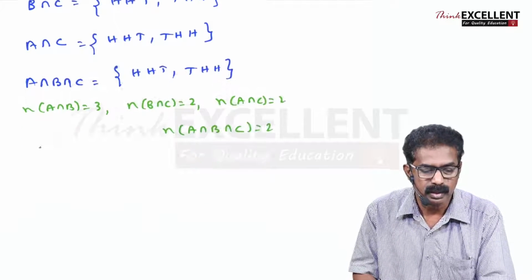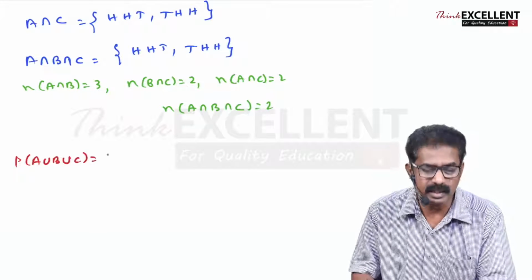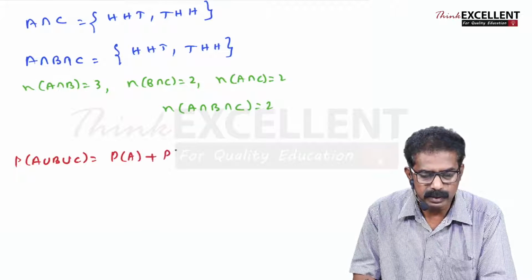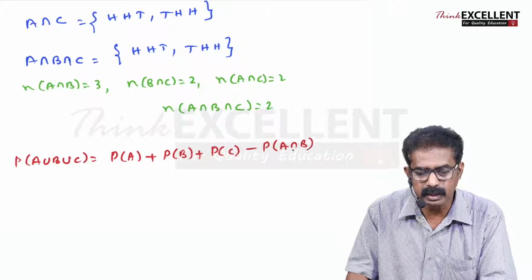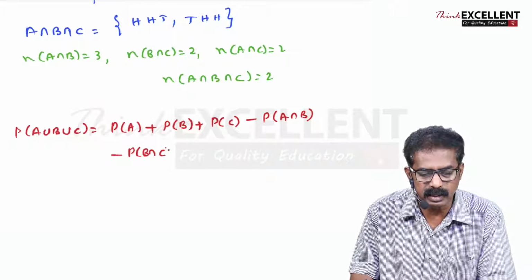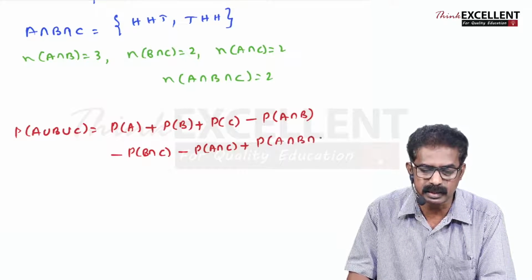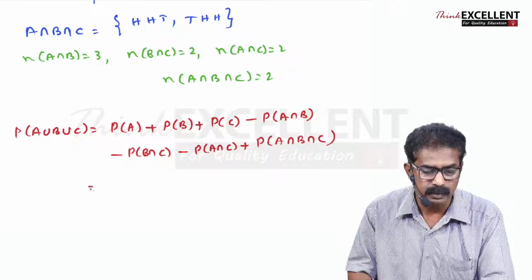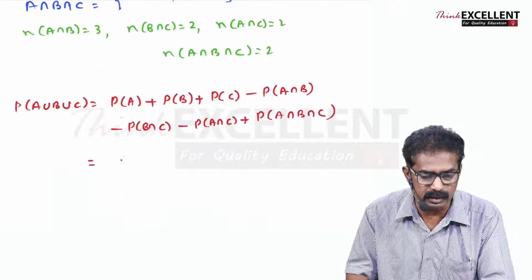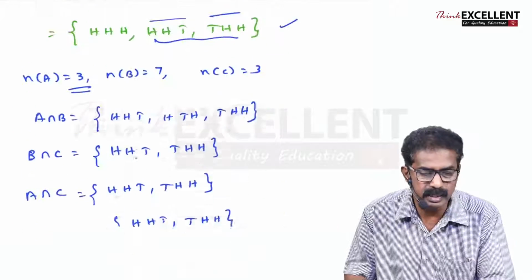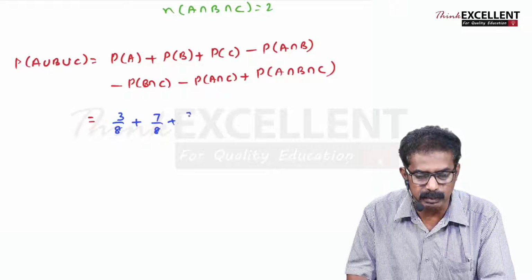Okay, so now we want P of A union B union C, right? The formula: P of A plus P of B plus P of C minus P of A intersection B minus P of B intersection C minus P of A intersection C, finally plus P of A intersection B intersection C. In all the cases, denominator is 8, right? So now listen, P of A. For A, how many are favorable? 3. So 3 by 8. Plus P of B is 7 by 8, plus P of C is 3 by 8.